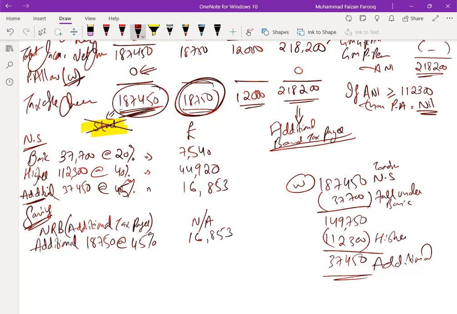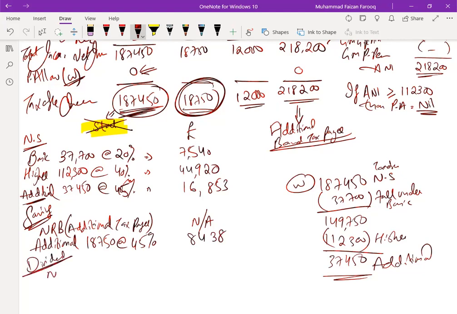Any questions? Sorry, I think I wrote it wrong. Just tell me the correct calculation, please. 18,750 times 45% is 8,438. Now the last thing is dividend.